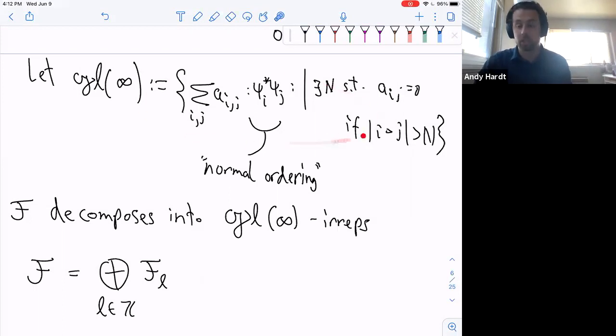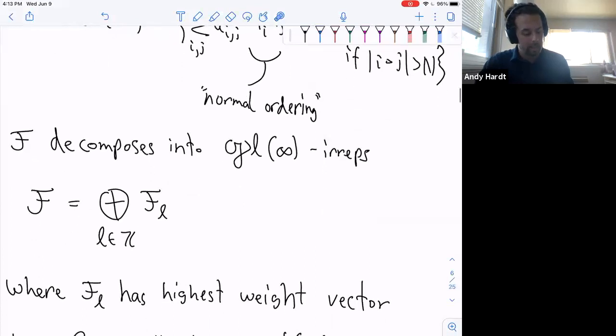So this preserves that. We don't say that these sums have to be finite, but we do say that the i and j have to be close together. They can't be arbitrarily far apart in any of these elements. With all of this, the Fock space F decomposes into irreducible representations, and F star does as well. It's just F sub L, where again, that L is essentially this number of particles.